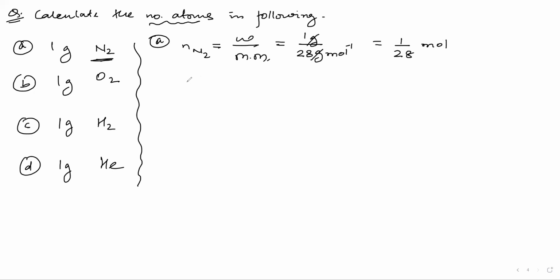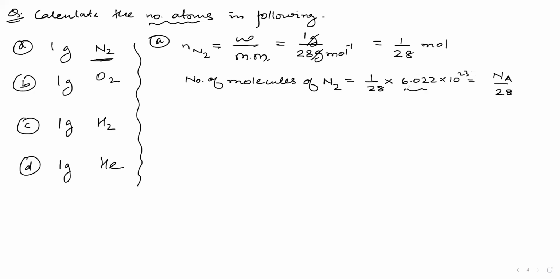Now we want to calculate the number of molecules of N2. Number of molecules of N2 will be equal to 1 by 28 into 1 mole is 6.022 into 10 to the power 23. So I'm just writing this as Na by 28, because this number is Na and in the denominator we have 28. Everyone, any doubt till here? No, sir.